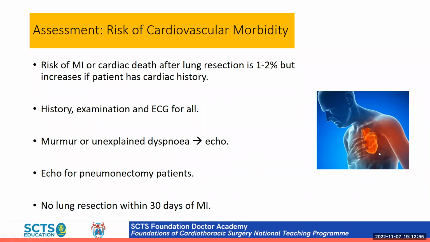Any patient who has a murmur or who is short of breath despite having good lung function tests, get an echocardiogram for them. You want to make sure that they have good LV function, valves are not leaking, they don't have pulmonary hypertension. And any patient who is going for a pneumonectomy, definitely get an echo. The echo will help you a lot, especially if there is evidence of pulmonary hypertension. These patients, you probably should not be offering them pneumonectomy if they have pulmonary hypertension or significant heart failure.